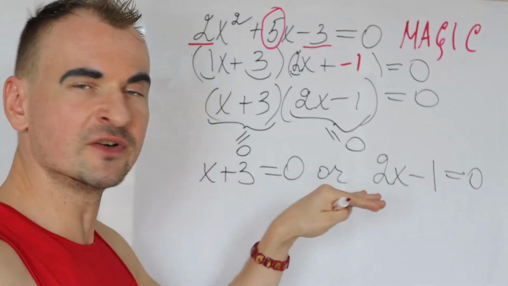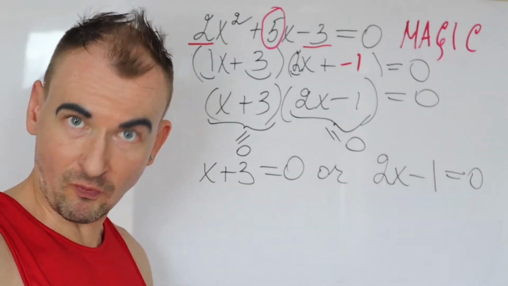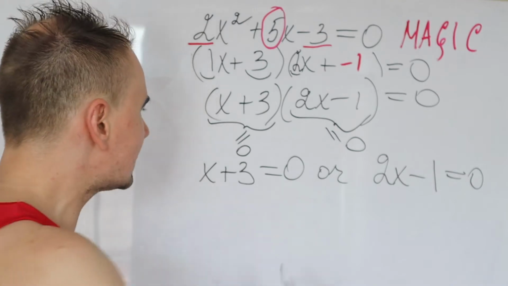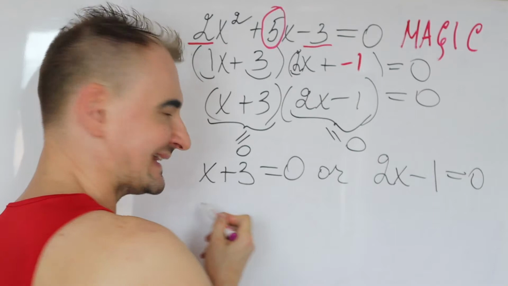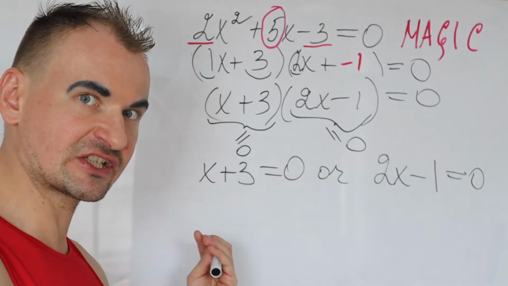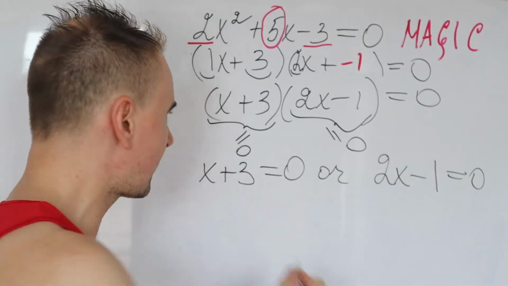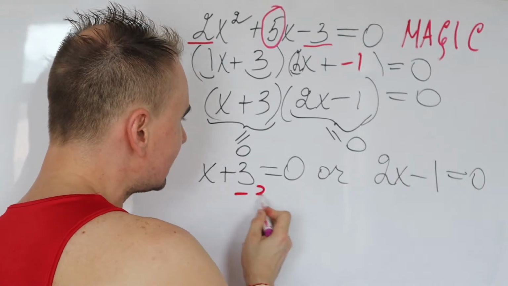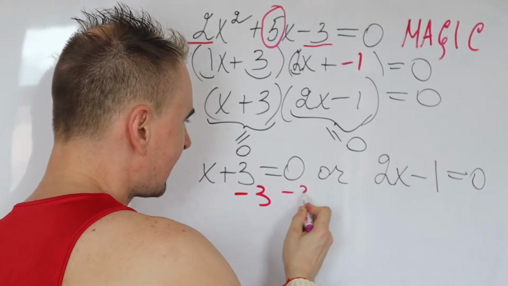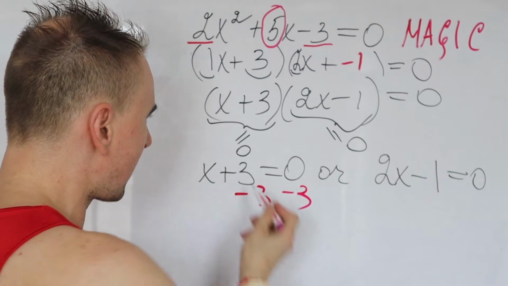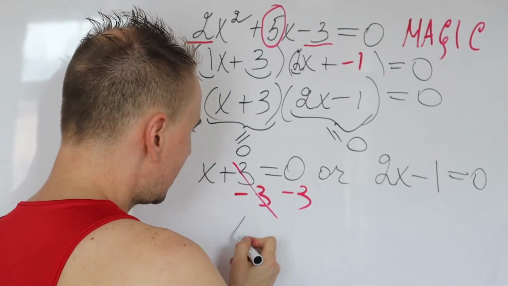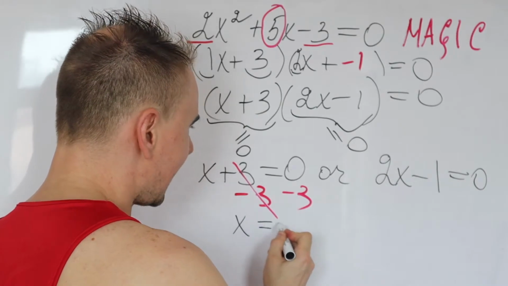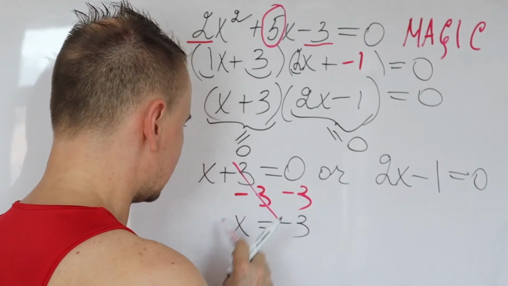You want to solve them separately. So you came up with two linear equations for x, they're kind of basic. For the first one, you want to get x alone on the left side, or make x the subject of the formula. To achieve this, you just subtract 3. You take away 3 from both sides. 3 goes away, and you are left with x equals -3.